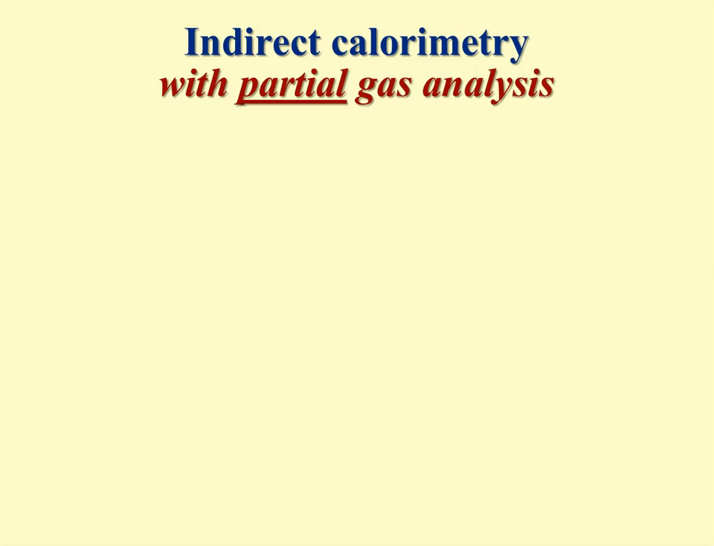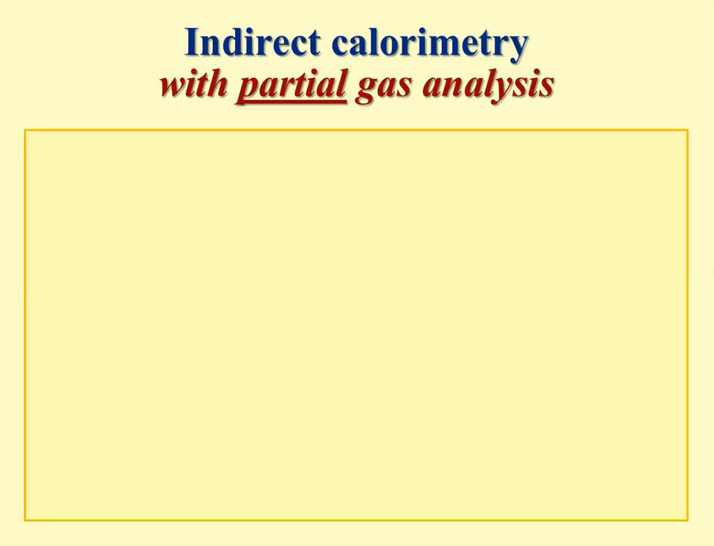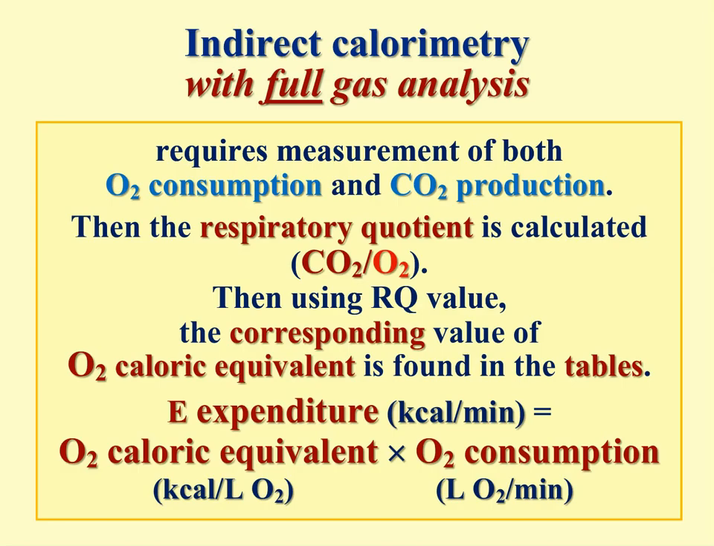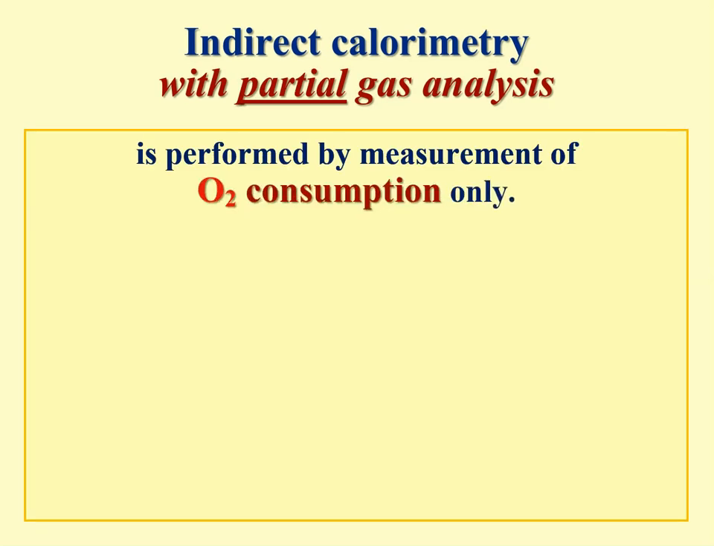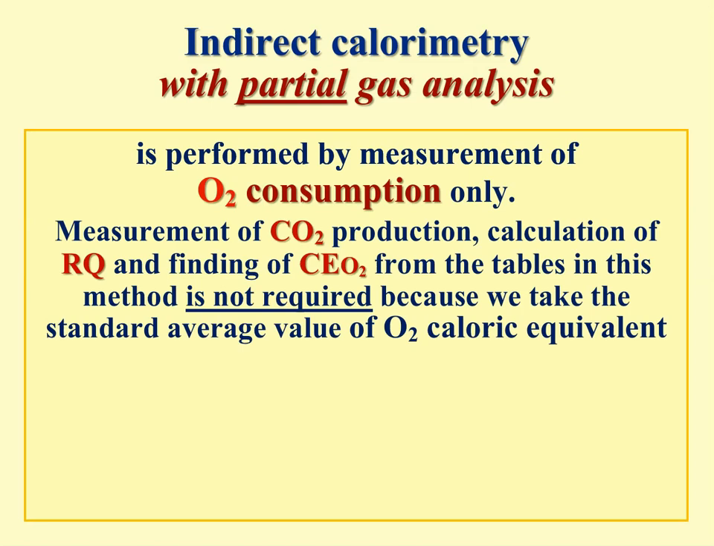But there is indirect calorimetry with partial gas analysis, and it's much easier. In this case, what is partial analysis? We don't measure these two factors, but which one is really necessary anyway? Let's come back to the previous slide. You see oxygen consumption in the right angle beneath. It's always necessary for calculation. Without this, we cannot do any calculations. So really, oxygen consumption is the only value really measured. And CO2 measurement is not done.